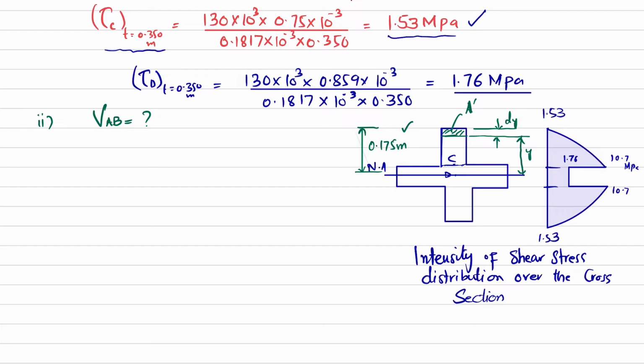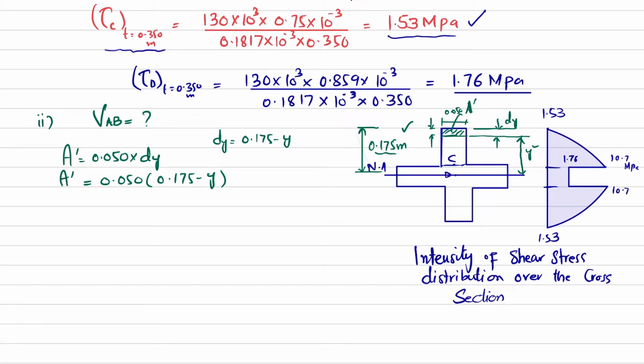Now we know that this area A dash will be equal to this breadth, which is 0.050, and this height, which is equal to dy, and this dy is equal to 0.175 minus y. So area A dash is equal to 0.050 into dy, and that is equal to 0.050 times (0.175 minus y). This is A dash. And what will be its y dash from the neutral axis?